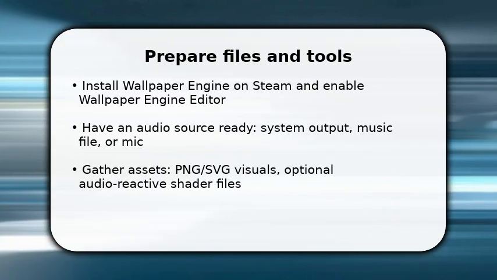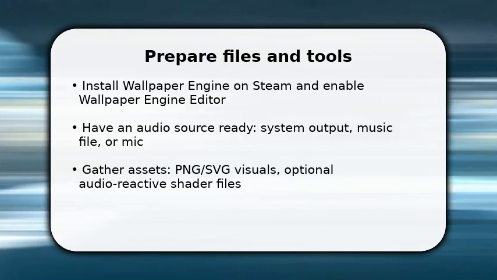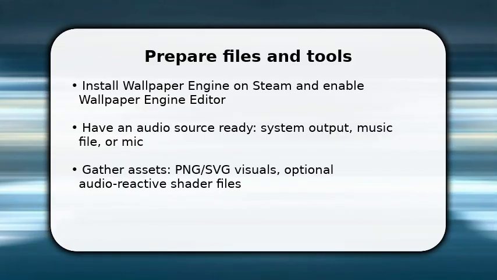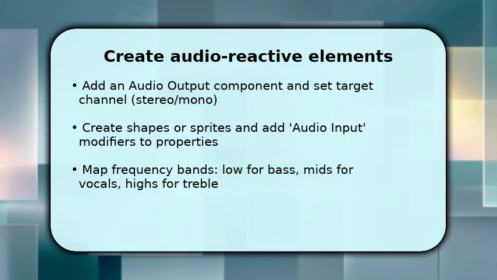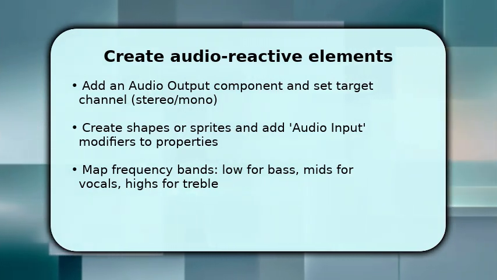Next, bring in a background image and any overlay assets like PNGs or SVGs. These will react. Once done, set the project type to Scene so you can add interactive components. This gives you layers and properties for audio linking. You now add an audio output component to your scene and select the correct channel. This feeds audio data into everything else.